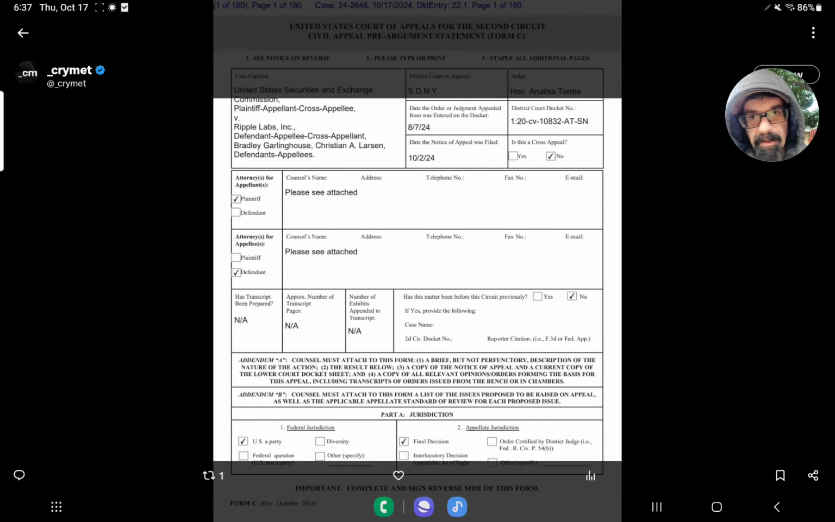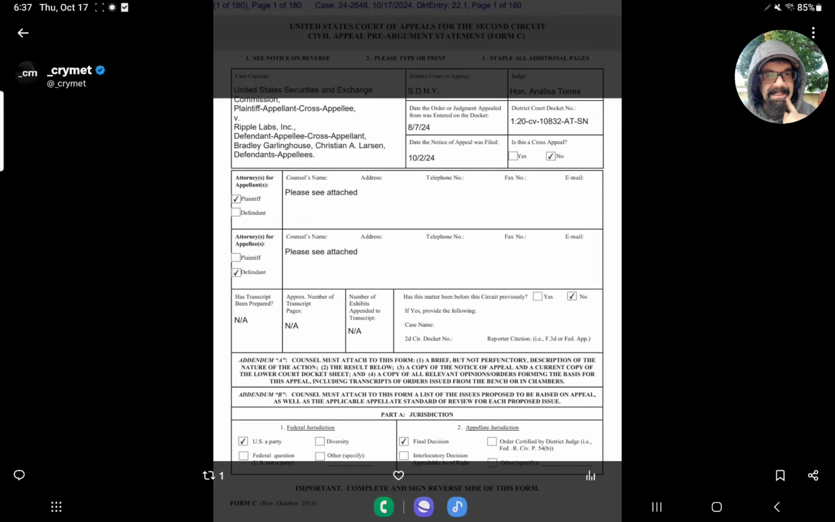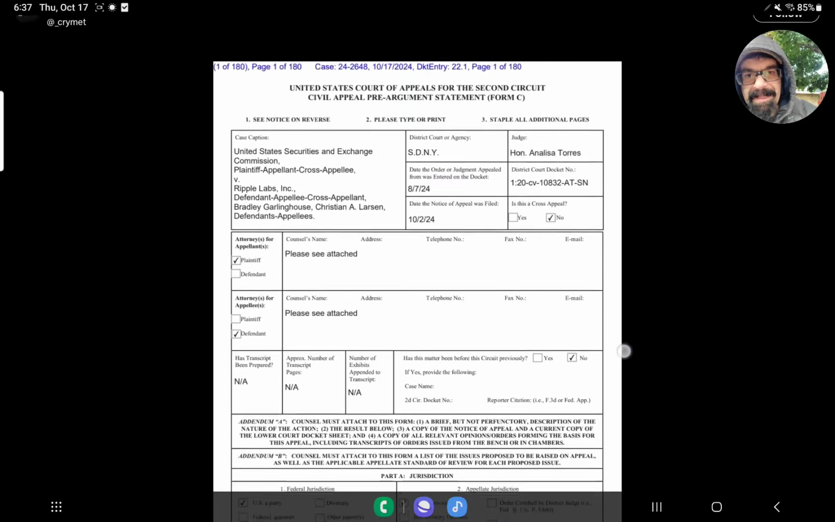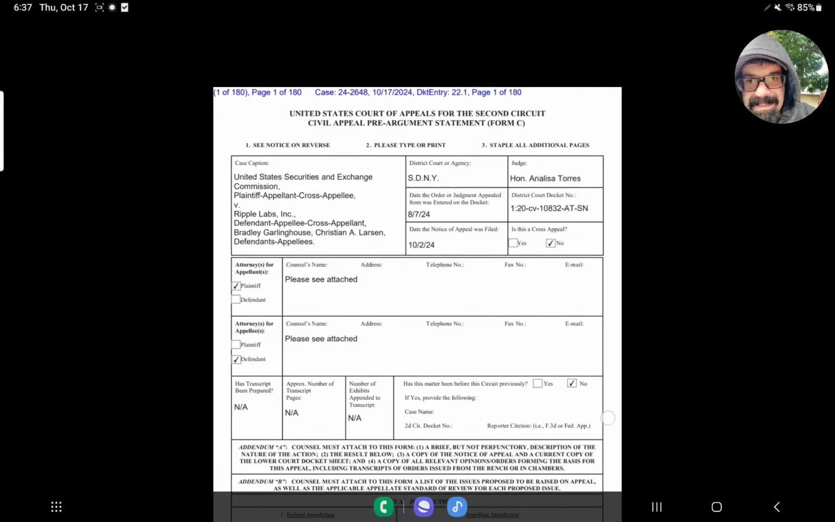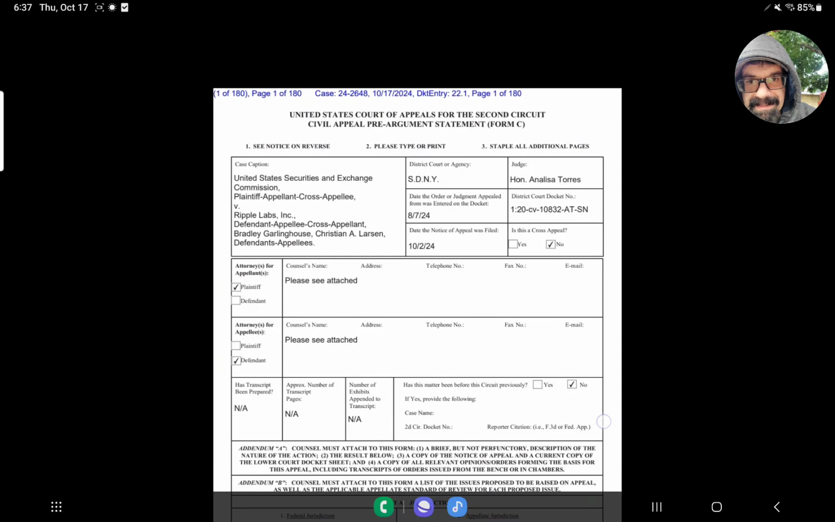So, page 1 of 180. The United States Court of Appeals for the Second Circuit, Civil Appeal Pre-Argument Statement, Form C. The SEC filed their complaint, as I promised everybody earlier they would. I said, hold your horses. They didn't miss any deadline. Stop with the conjecture and BS. And here's the proof now. They have filed. This was filed today, 10/17/2024.